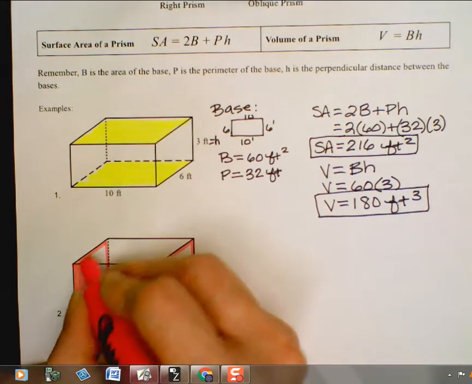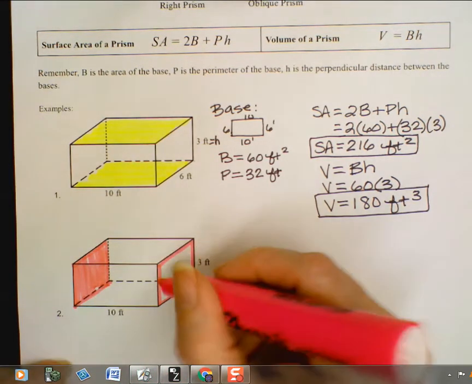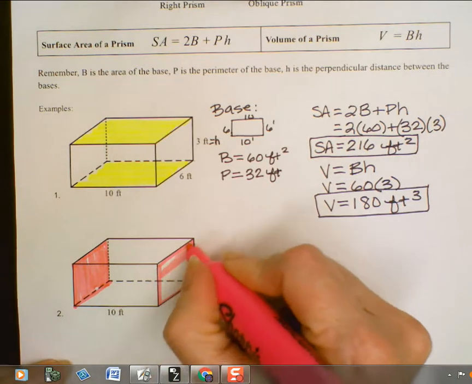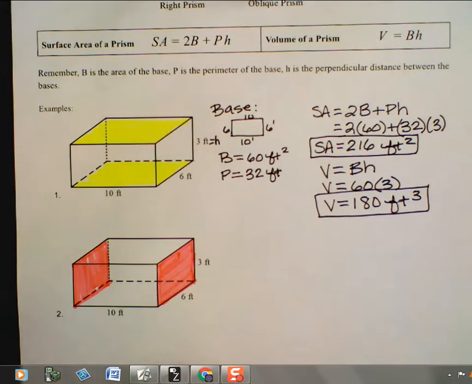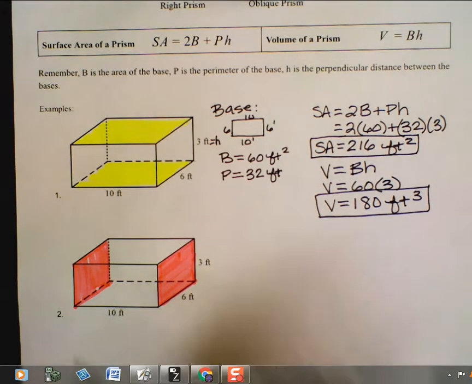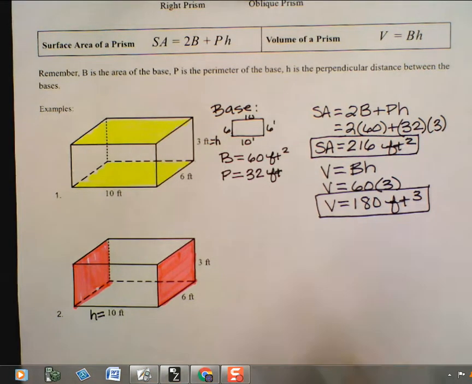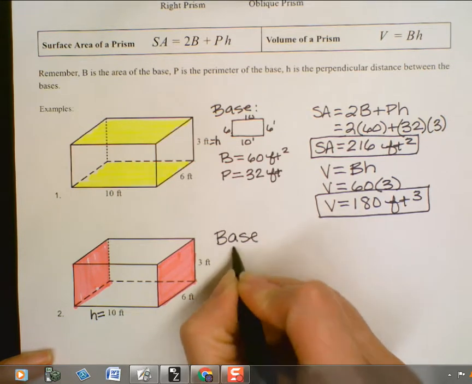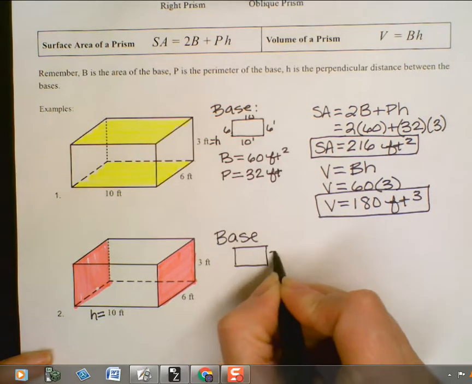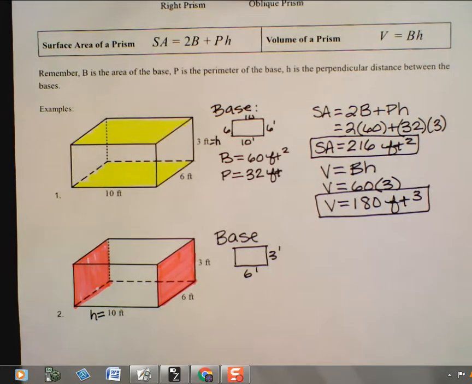Now keep in mind that when you change which bases you choose, you are changing the distance between them, which means you are changing the height of the solid. So in this case, the distance between the bases that I've chosen is 10 feet. So now this 10 represents my height. And the base is now a rectangle that measures 3 by 6 feet, which is what we see here in this shaded portion.